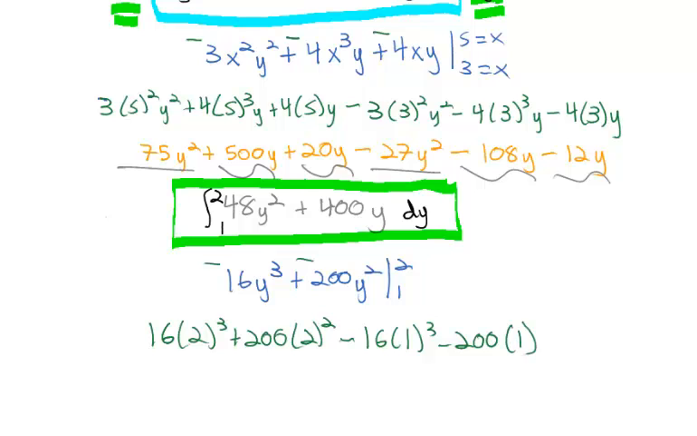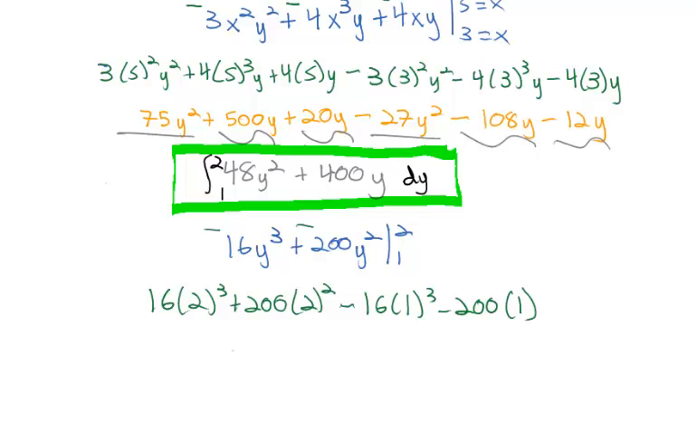And that's simple enough. We can probably type that into our calculator. 16 times 2 cubed plus 200 times 2 squared minus 16 minus 200 is 712.